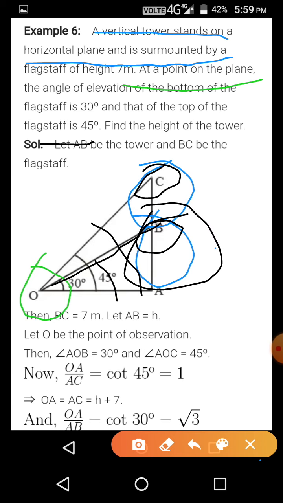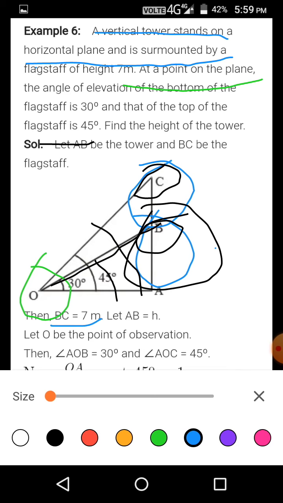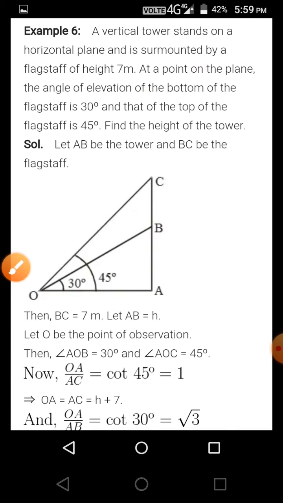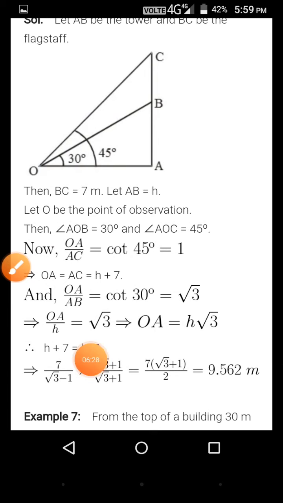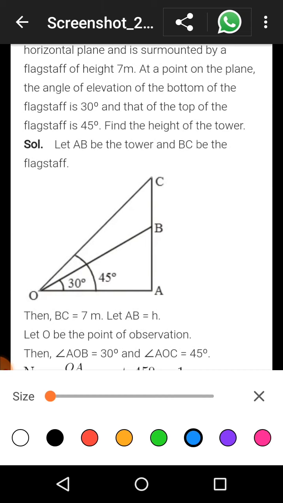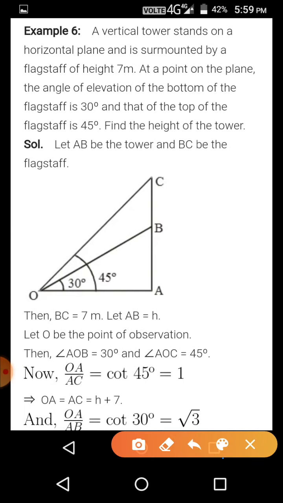We know that BC here is 7 meter, and AB we have taken as H, and then we have to take different triangles. So he has taken OA upon AC. Normally we take AC upon OA and we write tan 45. He has written cot 45, but you should write tan 45 here. Tan 45 is 1, so OA is equal to AC. Now this OA here, let me just go back. This OA upon AC is equal to cot 45, so they are both equal.